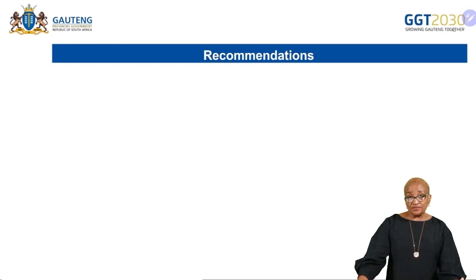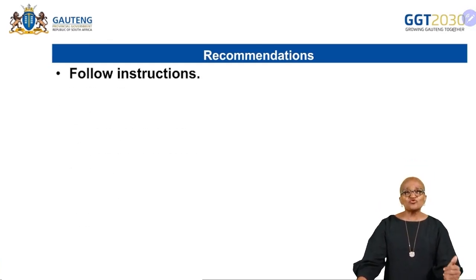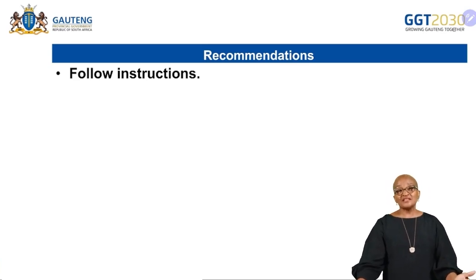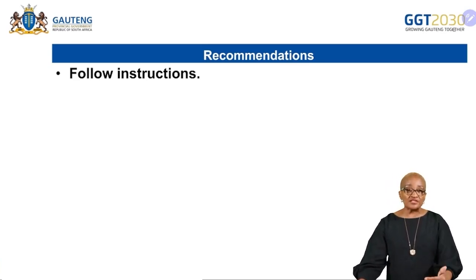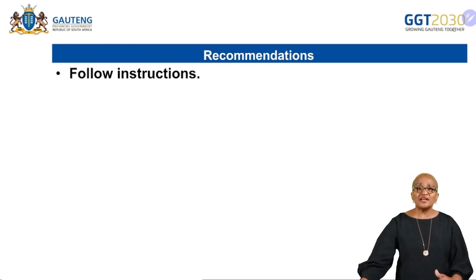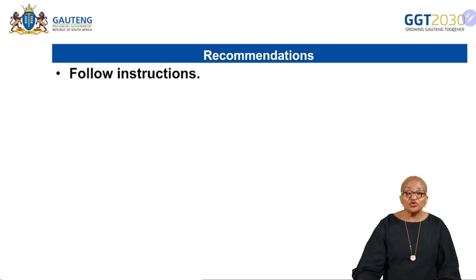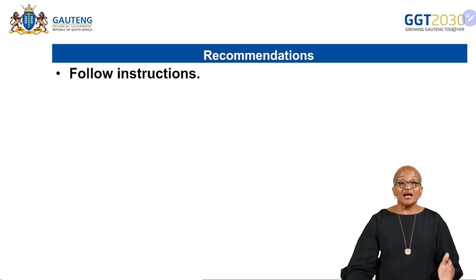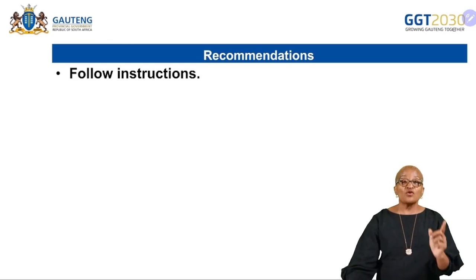What recommendations do we have regarding all of those concerns? You need to follow instructions. Simple as that. In this section, which is section B, you are expected to write only one question. And for some reason, some learners choose to write 2 questions. Why do you write 2 questions? You are not following the instruction. If the instruction says write 1 question from each section, that is exactly what you need to do. Nothing less, nothing more. So you need to follow instructions.